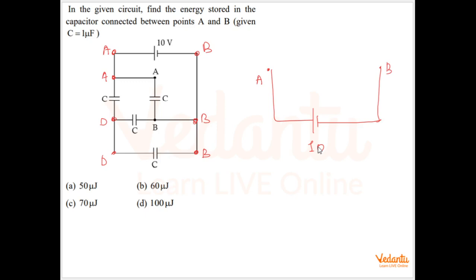There is a capacitor C, this capacitor C is also joined between A and B directly. There are other capacitors as well. These and these are also there. There is a point D here, and there is a capacitor C between A and D, and there is a capacitor between B and D, of course. And there are 2 capacitors actually between B and D.